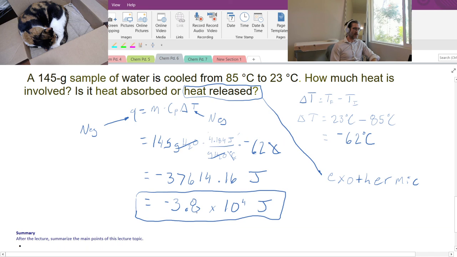So, if a thing has a negative energy value for its quantity of heat, that means it is exothermic. It is releasing heat. Negative value, negative Q is exothermic. Okay.